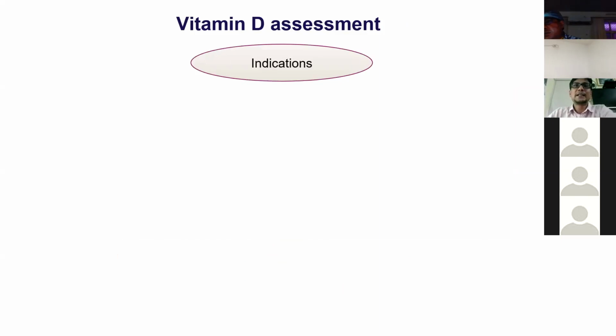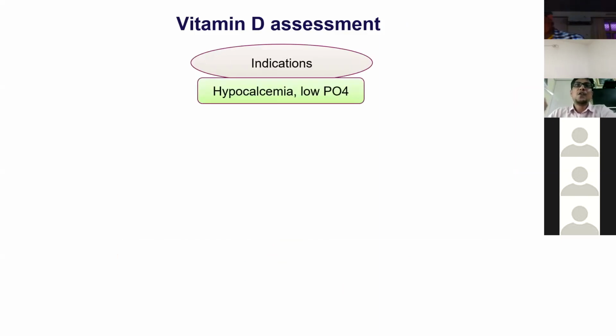Now, vitamin D assessment: the indication is wherever there is hypocalcemia along with low phosphate, because vitamin D is important for the absorption of calcium along with phosphate in the GI system. So wherever there is hypocalcemia and low phosphate, we should go for vitamin D assessment.